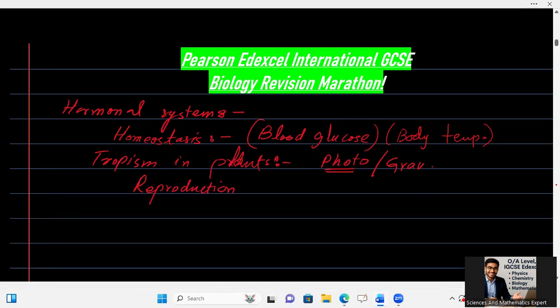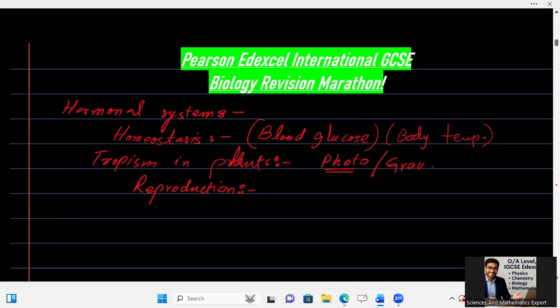Reproduction can be sexual or asexual, and we will say asexual reproduction involves only one parent. Offspring are genetically identical clones. On the other end, examples can be bacteria, potato tubers, or strawberry runners. Sexual reproduction involves the fusion of male and female gametes, leading to genetic variation.